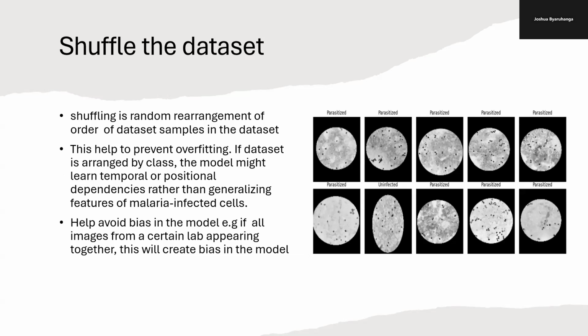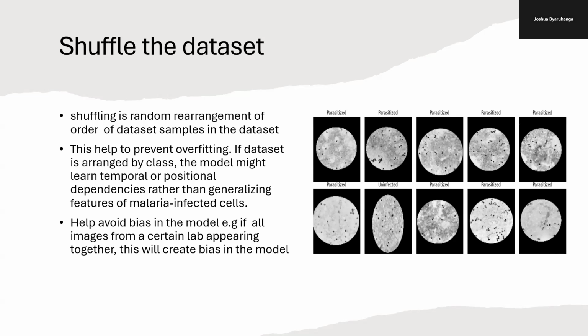We also did the shuffling of the data sets, that's the images. Shuffling is the random rearrangement of the images within your data sets. This helps to reduce overfitting. That is to say, if the data set is arranged by class, the model may tend to learn temporal or positional dependency rather than generalizing the features of malaria-affected cells. It also helps in avoiding biases within the model.